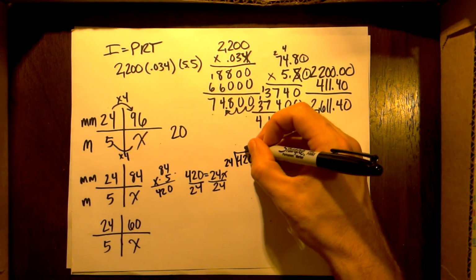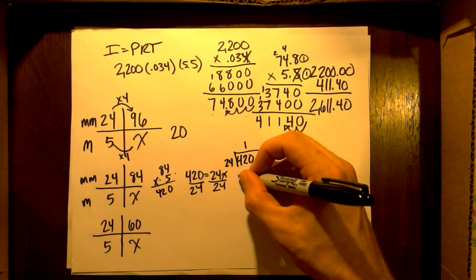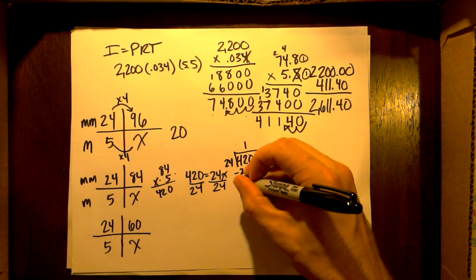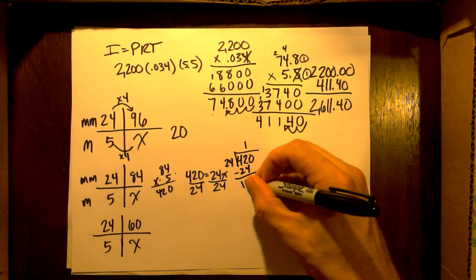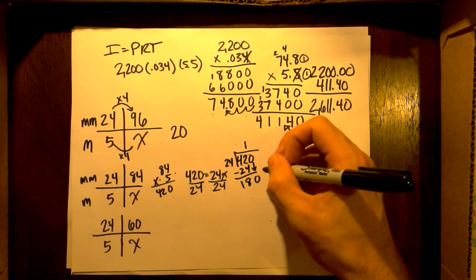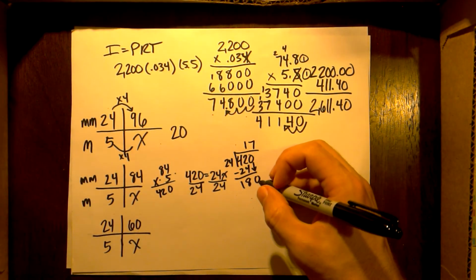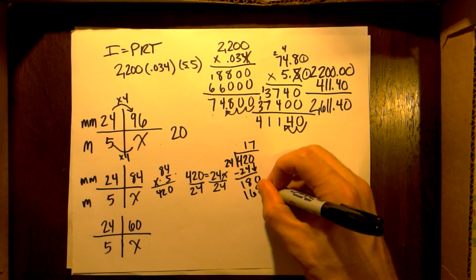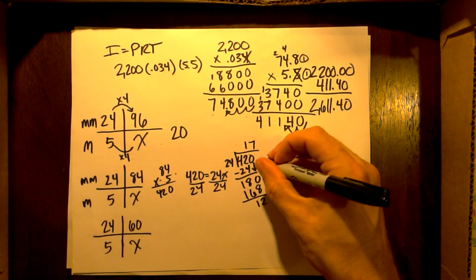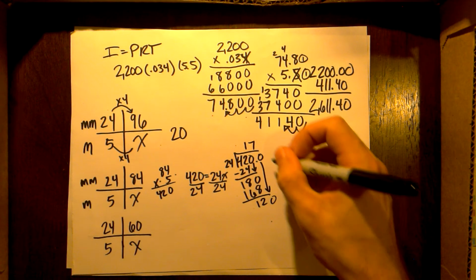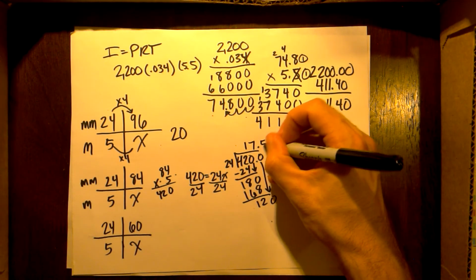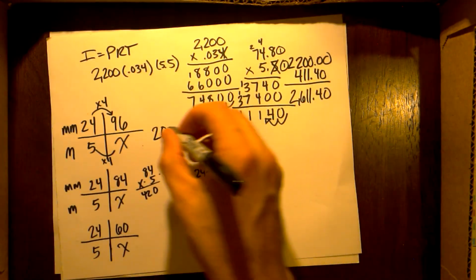Divide by 24. This goes in there 1 time. Subtract 24. And we have 18 left over. Bring down the 0. 24 goes into 180 7 times, which is 168. 12 left over, add a decimal and a 0. 24 goes into 120 5 times. There's another one of my answers.